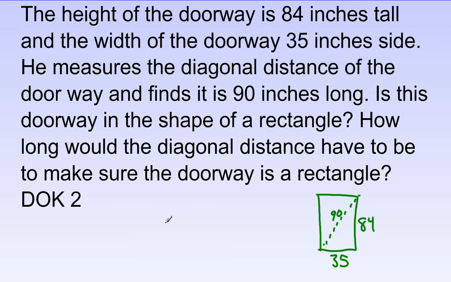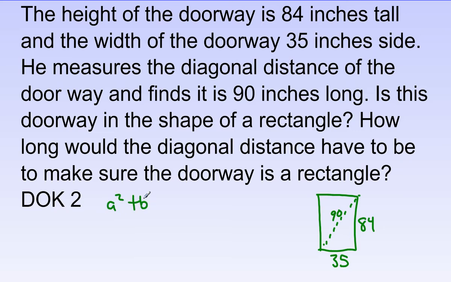Okay, so let's start there. The second part is kind of a leading question: how long would the diagonal distance have to be to make sure the doorway is a rectangle, which makes you think, no, it's not a rectangle. It's not, but let's figure this out. And this trick actually does work if you're doing construction. This is something my father taught me when we were starting to make an addition onto our house. He measured this diagonal and used the Pythagorean Theorem to check to see if this is actually a right angle.